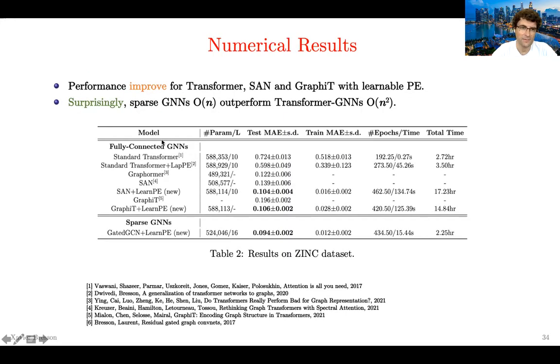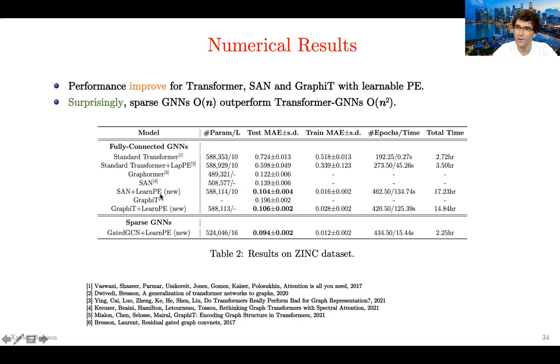So these are the numerical results. Here you're going to have the fully connected GNN, so the transformer-based GNNs, and here the sparse GNN. So if you take the standard transformer, the performance is not good, it is 0.72. So remember, the lower the better. If you add the Laplacian positional encoding, you're going to improve the performance, but it's still not so good. If you look at, for example, GraphNormer, the performance is quite good with 0.122. If you look at SAN, the performance is also good with 139.